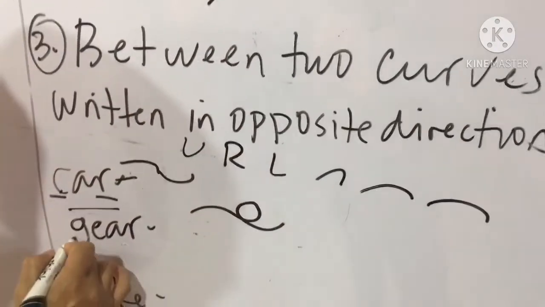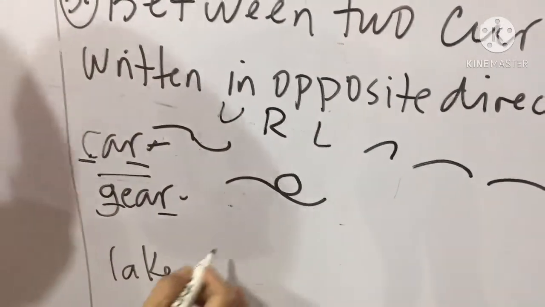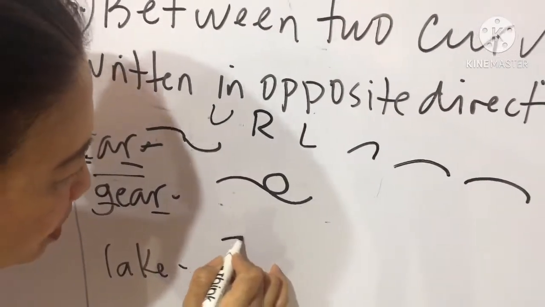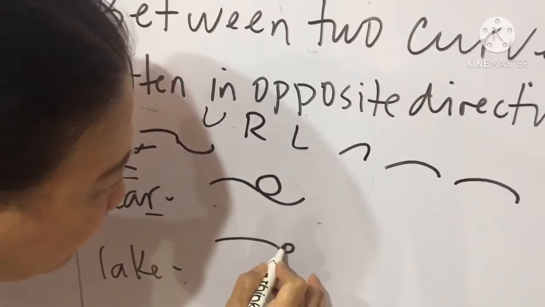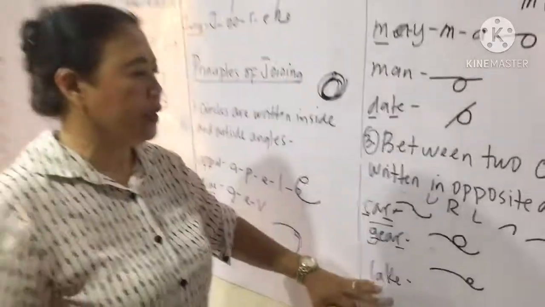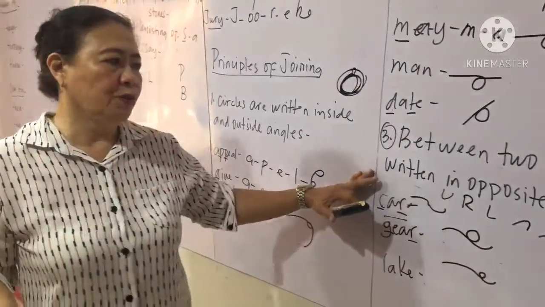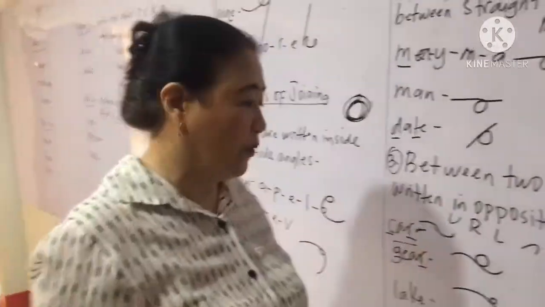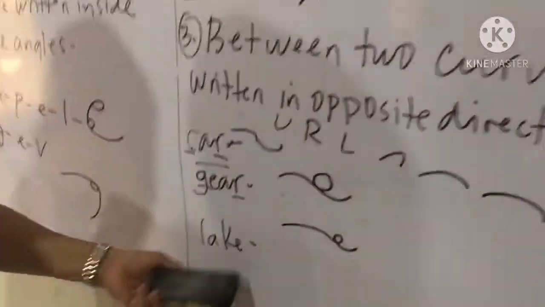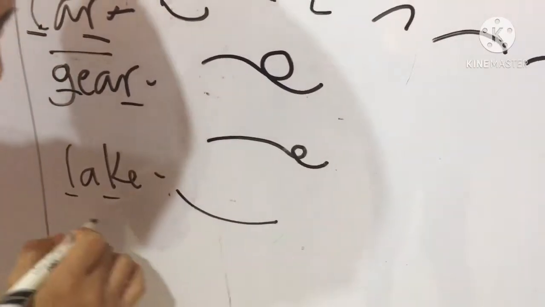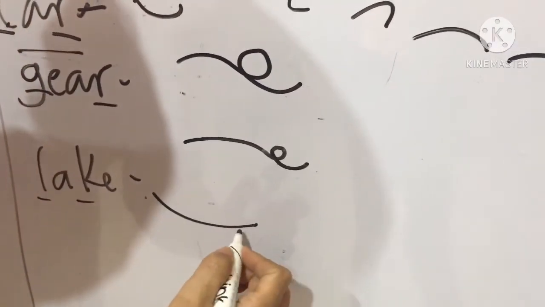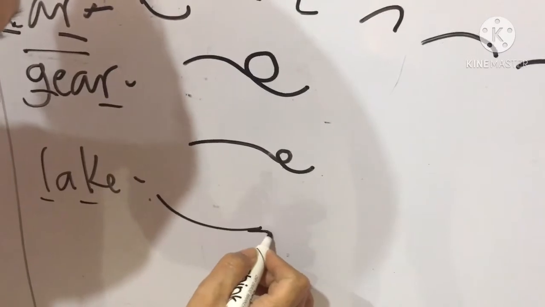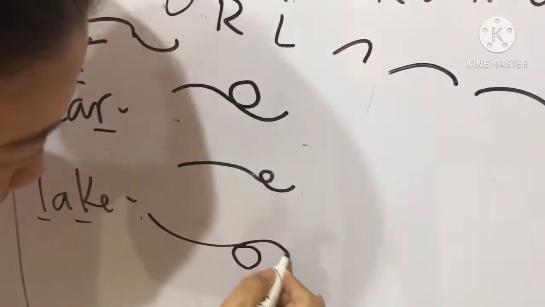Or gear: the G and the R are in opposite directions. So we have G, E and R. Again, when the circle is joined to two opposite directions, the circle is written on the back of the first curve. For the word lake, we have L. Since the letter L is our first forward curve, the letter A is written on the back of the first curve.